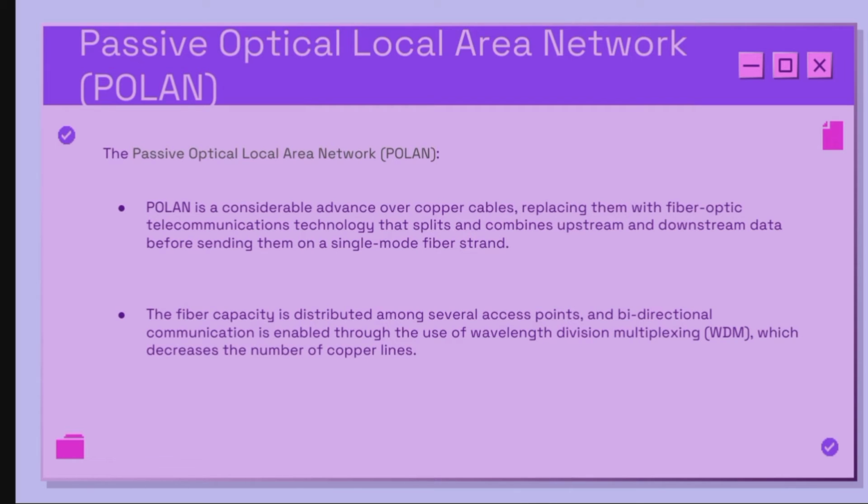POL is a considerable advance over copper cables, replacing them with fiber optic telecommunication technology that splits and combines upstream and downstream data before sending them on a single mode fiber strand. The fiber capacity is distributed among several access points, and bidirectional communication is enabled through the use of wavelength division multiplexing, which decreases the number of copper lines.